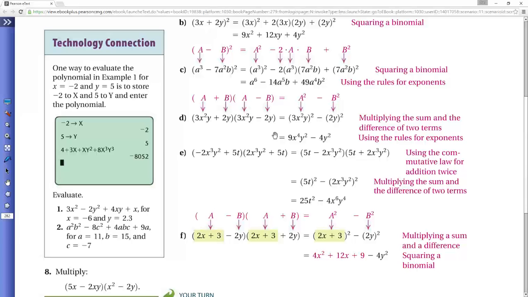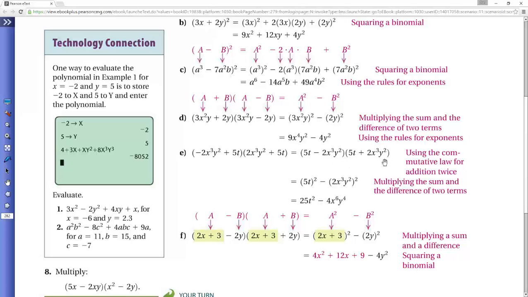Now, this one here, let's look at this. It says using the commutative law for addition. Look at this original here. We had this plus this, or times this, excuse me. If I change the order of these things and protect my sign, this is 5t minus 2x cubed y squared times the quantity 5t plus 2x cubed y squared.